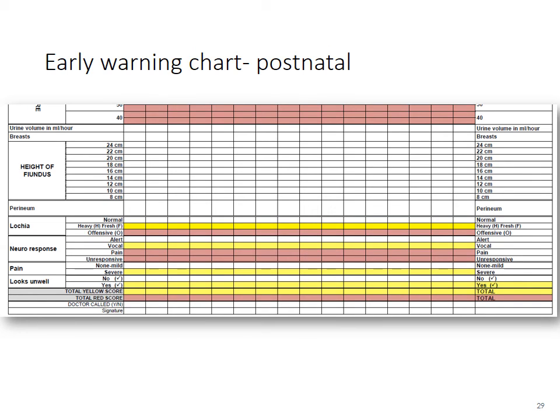This is the postnatal warning chart, and again the same as before: 2 yellow observations or 1 observation that plots in red needs review by a doctor or an advanced midwife as soon as possible.